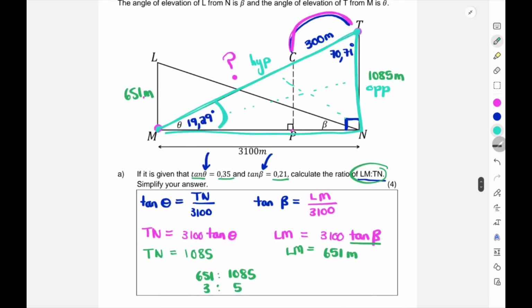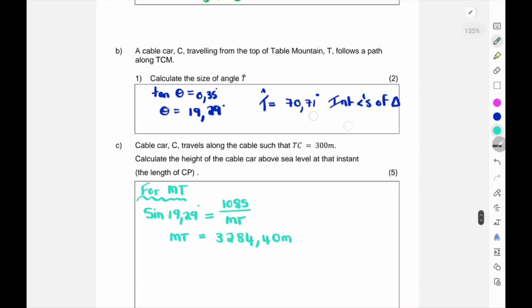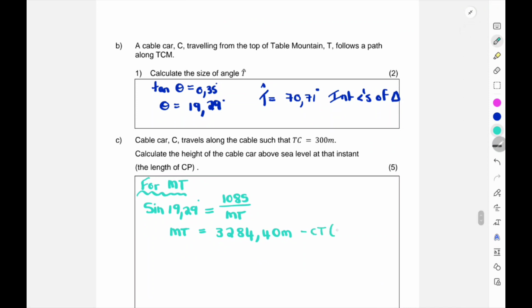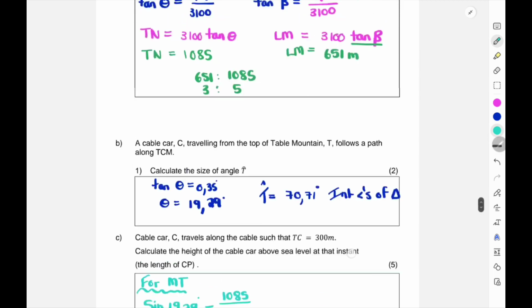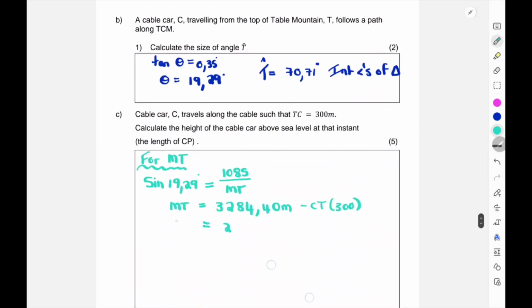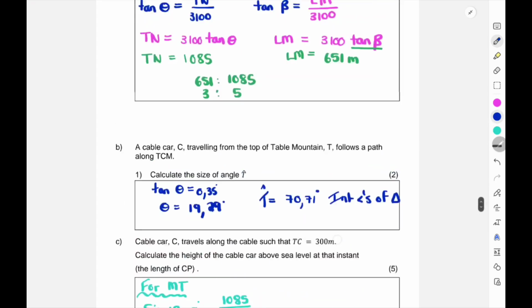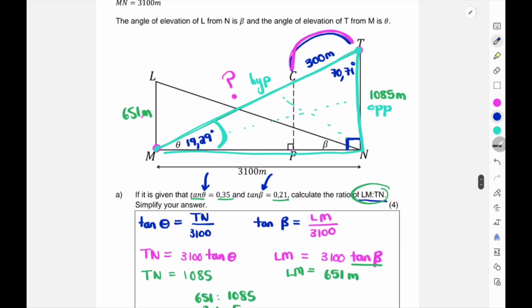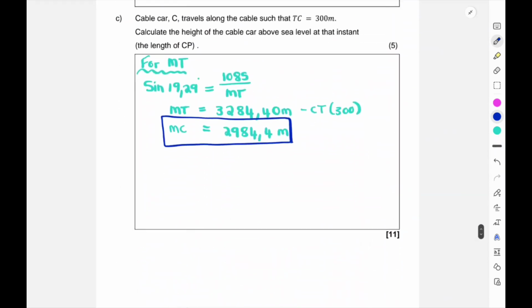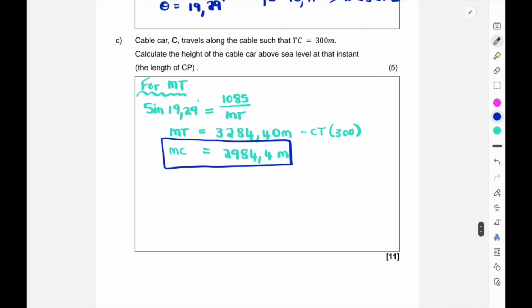Okay, so there we've got MT, but they told me that CT is 300. So minus CT, which was 300. So 3284.4 minus 300 gives you that MC is equal to 2984.4 meters. So that's quite important. And people use color. Use highlighters. It's your work. As long as you know what you're doing and can understand what's happening.